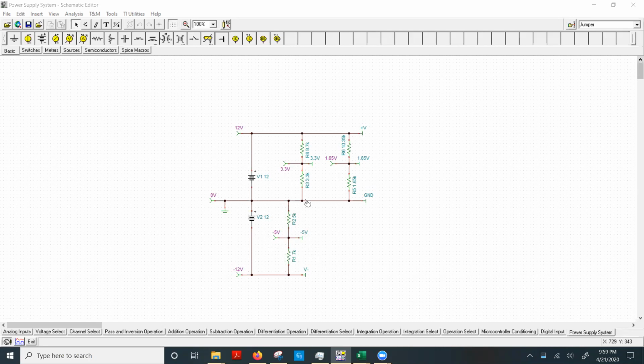In our TINA files, I sometimes don't include these extra reference voltages when they're not needed, but for our entire power supply, they will be there, and they will be available to be tapped if they are needed.